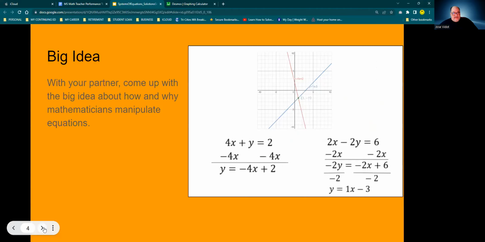And the big idea is what? Well, with your partner, what I'd like you to do is come up with the big idea about how and why mathematicians manipulate equations, and write out your thought. So the first thing, before you meet up with your partner, I want you to take a minute and write 1 or 2 sentences on your own as to why mathematicians manipulate equations. Okay, I don't want you to talk yet.